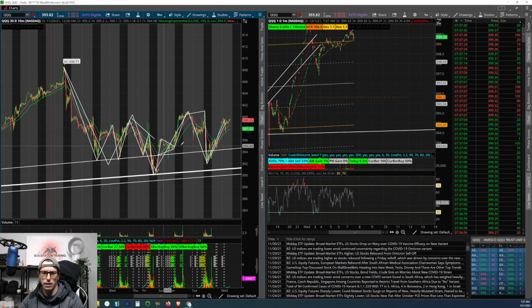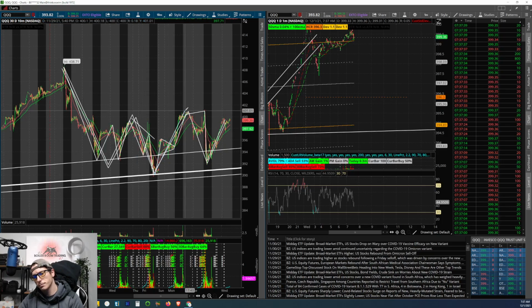Okay, a lot of lines in there, I know. So remember, the bigger inverse head and shoulders pattern is like this. So the QQQs are not going to do anything too crazy on the long side unless you actually go through all of the price action resistance here. Once you go through that price action resistance, there's really nothing stopping it basically until the all-time high.